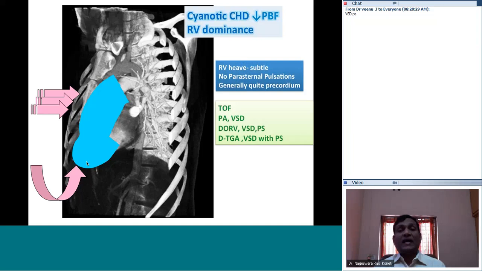Generally, these patients will have a quiet precordium. These are classical examples of right ventricular dominance, but still you will be able to identify to a certain extent whether it is the right ventricle or left ventricle because of the apex. If the apex is not formed by the left ventricle, that is, inferior and lowermost, a classical localized apical impulse suggestive of left ventricle, and if it is not there, you should be thinking it is a right ventricular apex. So conditions like tetralogy of Fallot, pulmonary atresia with VSD, double outlet right ventricle with VSD and PS, d-transposition with VSD and PS, you should keep in mind. Critical PS with ASD causing a right to left shunt: in those patients only will you see the right ventricular hypertrophy, parasternal heave and subxiphoid right ventricular impulse.